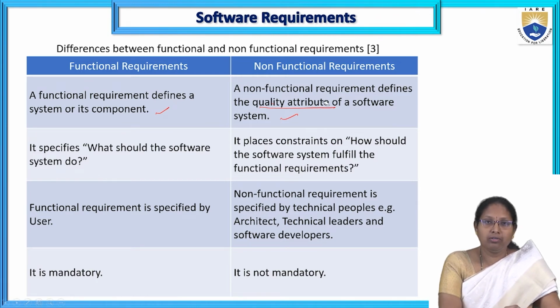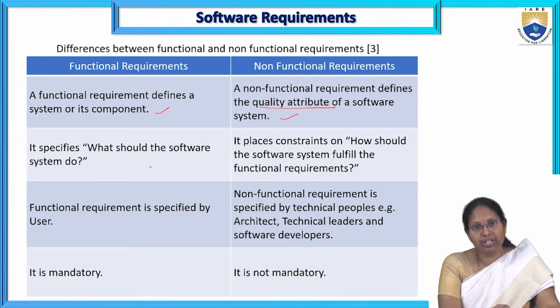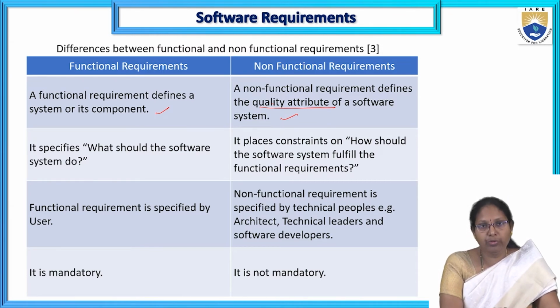So here the functional requirement specifies what the software system should do. That means what should the software system do? That is there in the functional requirements. In the non-functional requirements, how should the system fulfill the functional requirements? How does the software system fulfill the functional requirements? This is there in the non-functional requirements.